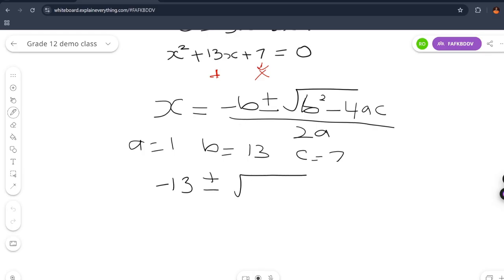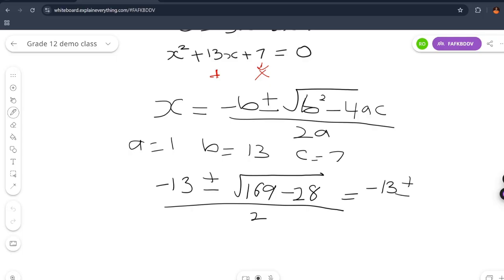Now let's put this in the formula so that we'll have minus b, that will be minus 13, plus or minus the square root of b squared. What will be b squared? That's 13 squared. 13 squared is what? 169. Then minus 4 times a. What is a? 1. 4 times 1 is 4. Then 4 times 7, that will be 28. So 28 over, what is 2a? That will give 2. So here we have minus 13 plus or minus the square root of 169 minus 28, which would give what? Correct, 141, then all over 2.